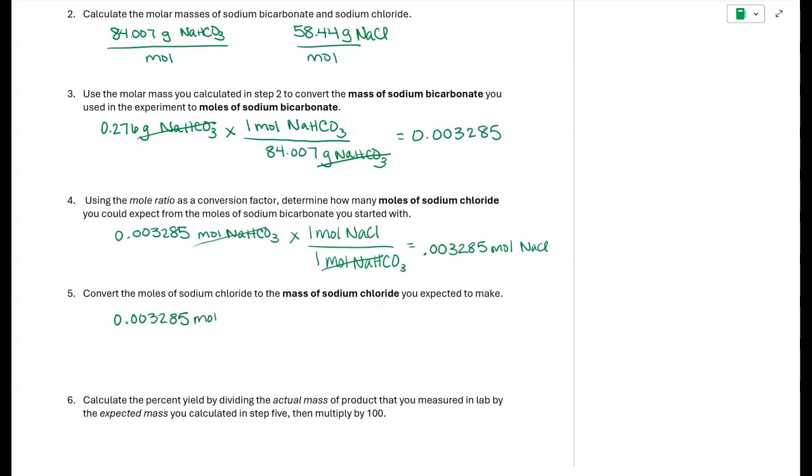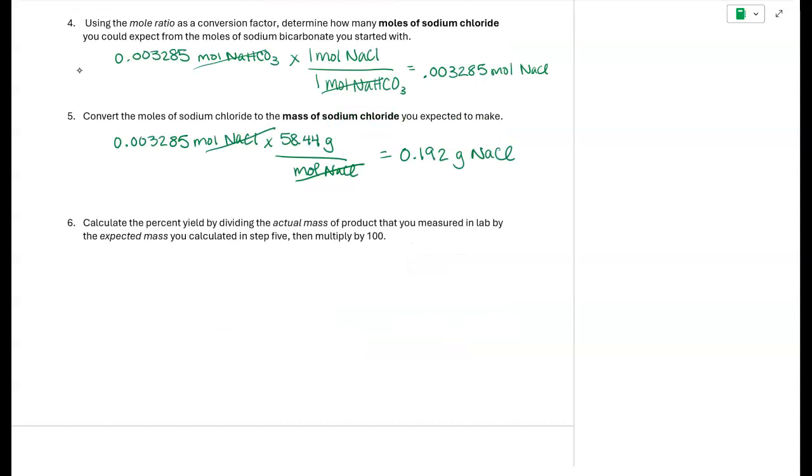So I'm going to take my 0.003285 moles of sodium chloride, and I'm going to multiply that by 58.44 grams per mole of NaCl, and my moles of NaCl are going to cancel. And so I just have to take my answer and multiply it by the molar mass, and I get 0.192 grams of NaCl.